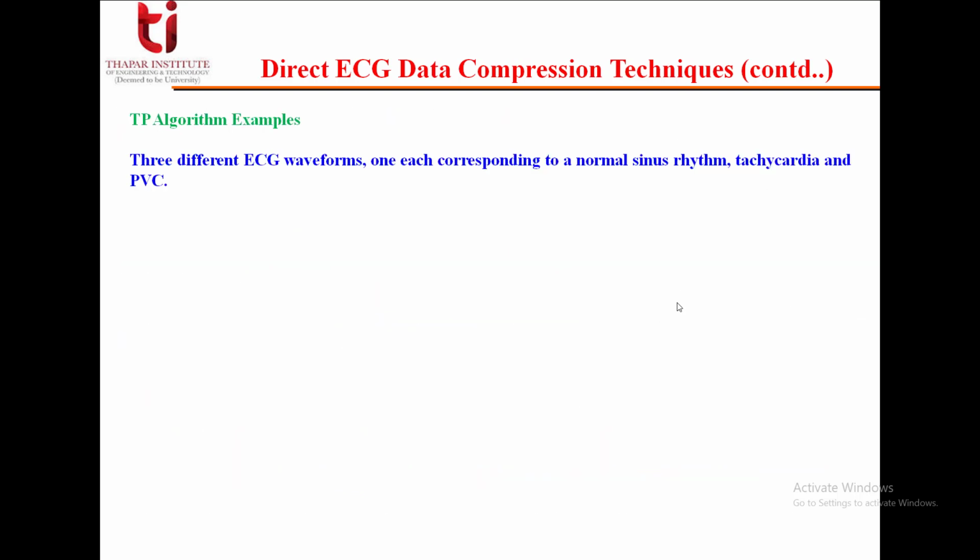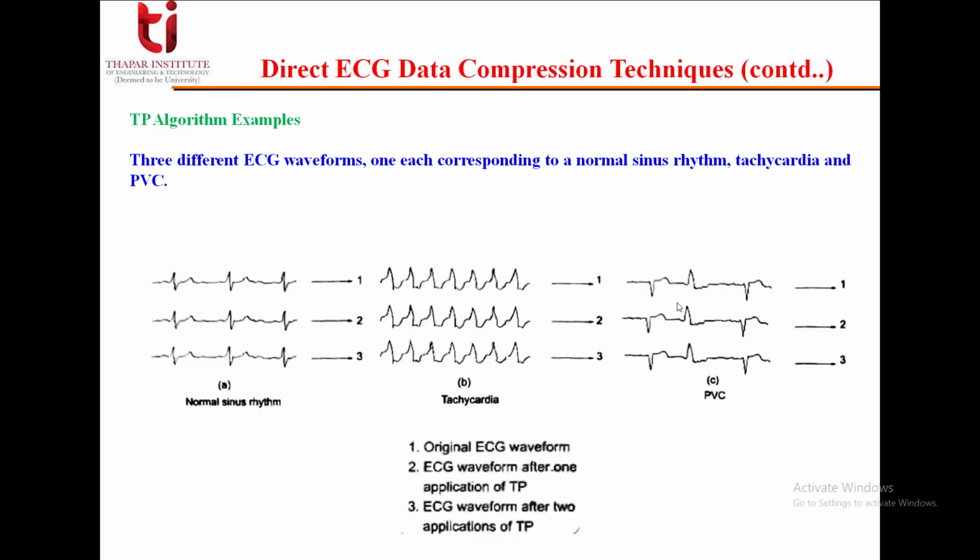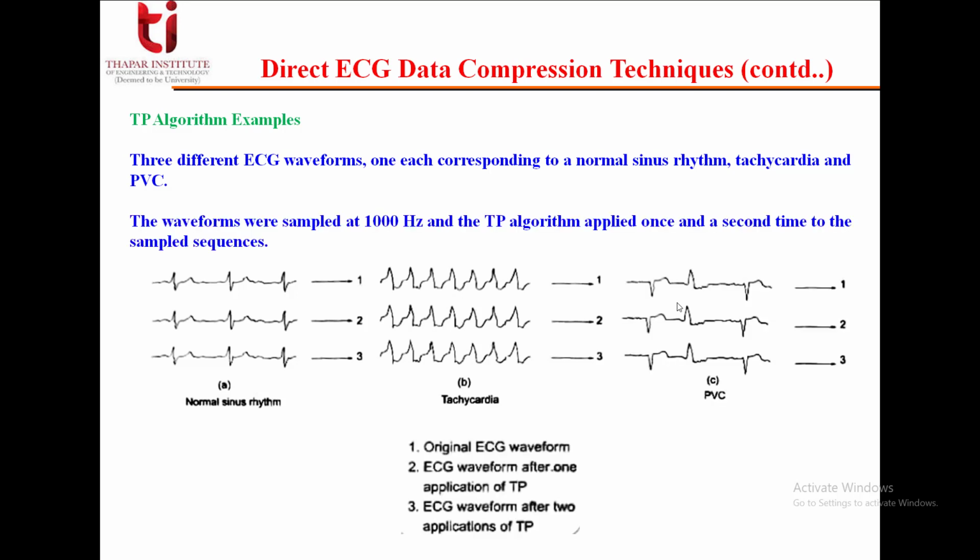Now let's see some examples of this TP algorithm. We have three different ECG waveforms: this is normal sinus rhythm, then we have the waveform corresponding to tachycardia, and this is PVC. The waveforms were sampled at 1000 Hz, and the TP algorithm was applied once and a second time to the sampled sequence. So this 1, 2, 3 will show the original waveform and then the reconstructed waveforms after we applied the TP algorithm once and twice, that is number 2 and number 3.